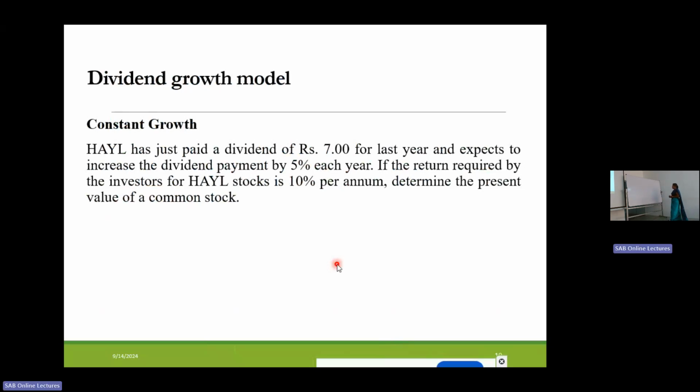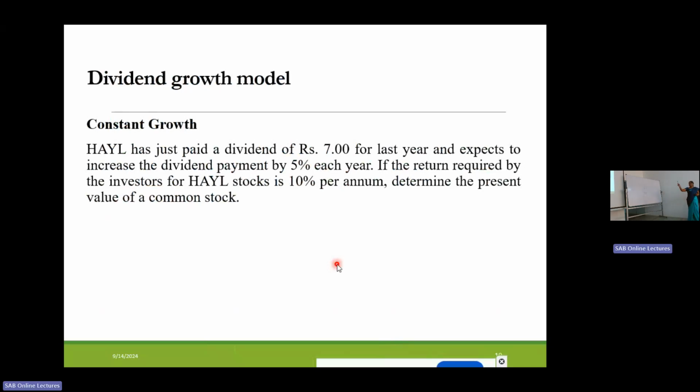So according to the constant growth model, value is equal to D1, the dividend immediately after the start of the constant growth, divided by the required rate of return minus the constant growth rate. So what is the value? $73.68. 73.68 is the answer. Did you get the same?